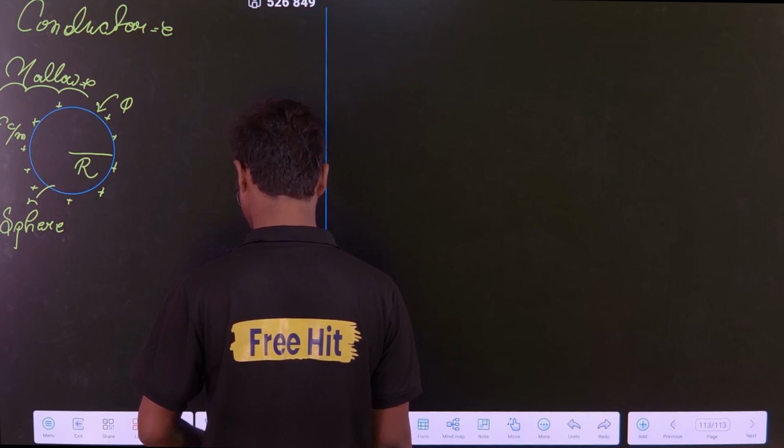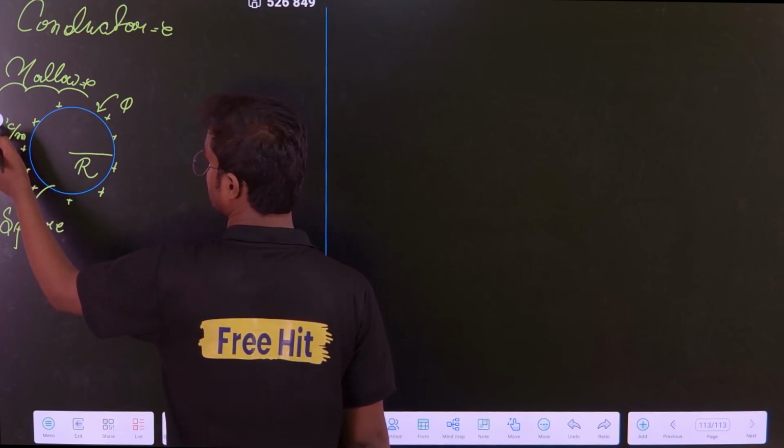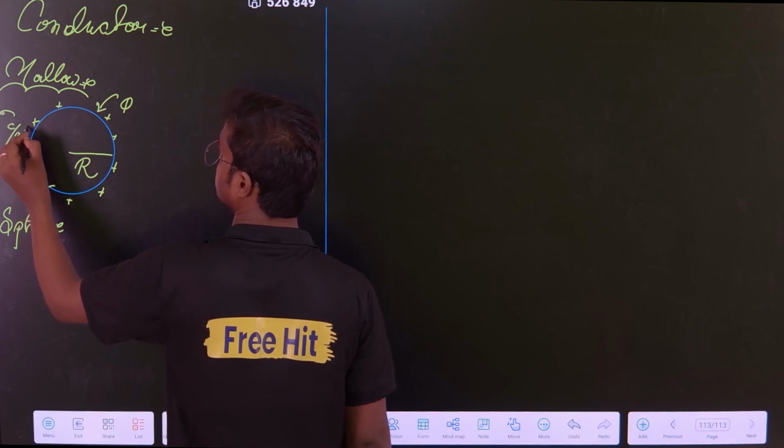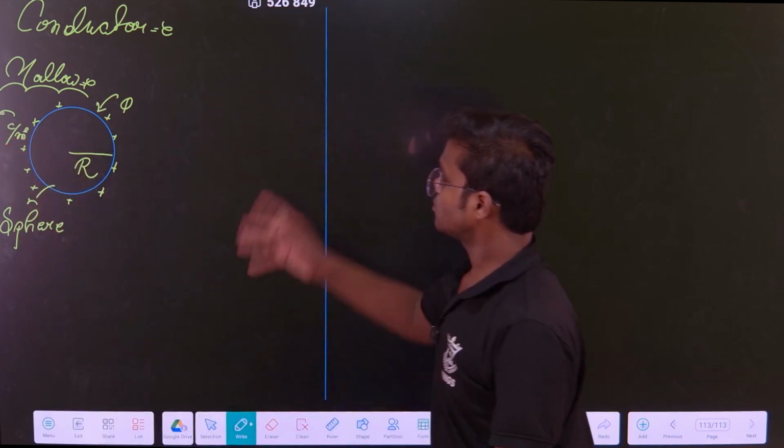Because why is it uniform? Because the radius of curvature is the same everywhere. There is a reason for it. Okay, it is not always uniformly distributed. Okay, now this is there.